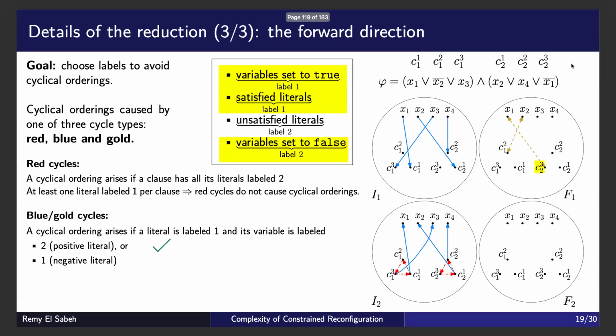And it's a bit of a mirrored argument for the gold cycles. Let's say C23, which is a negative literal now, is what's satisfied, so it's labeled 1. Since it's a negative literal, for it to have been satisfied, its variable should have been set to false and given label 2. So we do not have a cyclic order in this case either, because that would happen if the variable was labeled 1, which it's not. So we're also happy about that. We know that neither the blue nor the gold cycles cause cyclical orderings in this case.